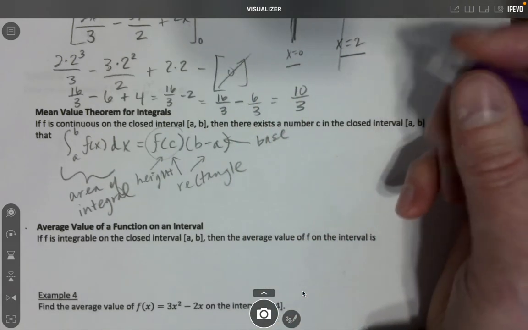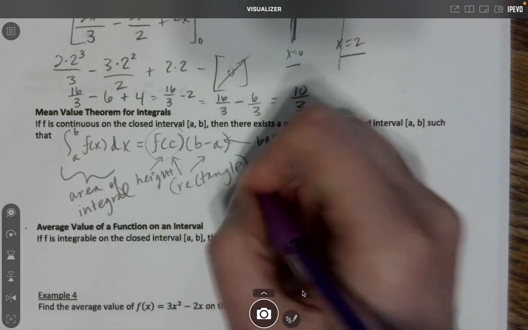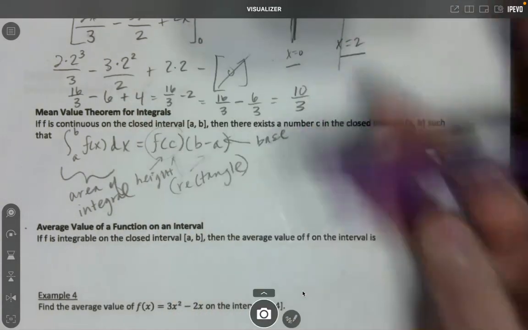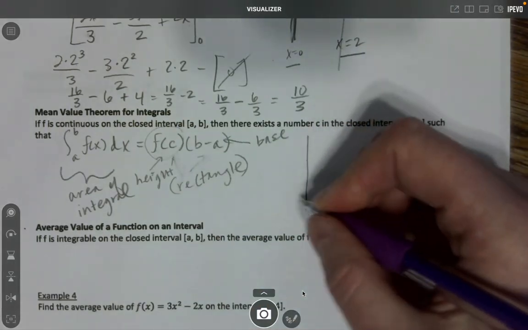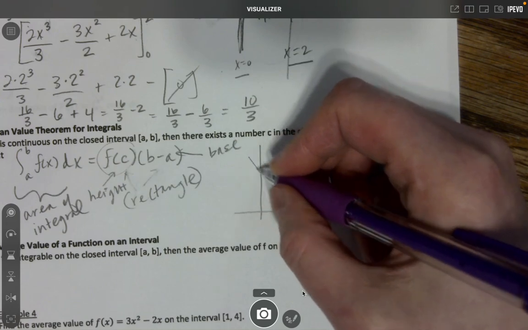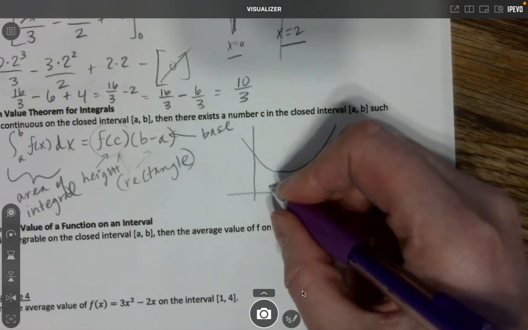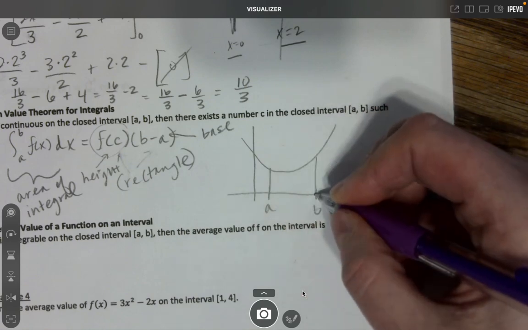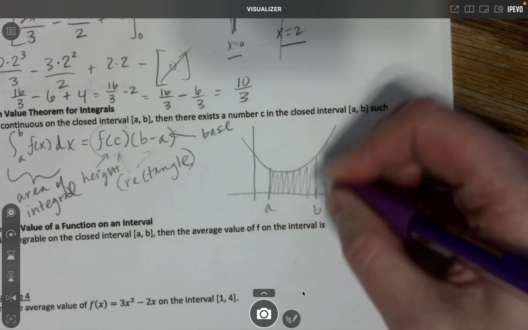So let's just draw a picture of what this looks like. And maybe I want to just write rectangle here. And I don't want to have those arrows. Okay, so what we're saying is if we have some kind of curve, and let's just go with one that looks like the last one, and here's my a and here's my b. When I'm finding my definite integral, I'm finding this area right here.